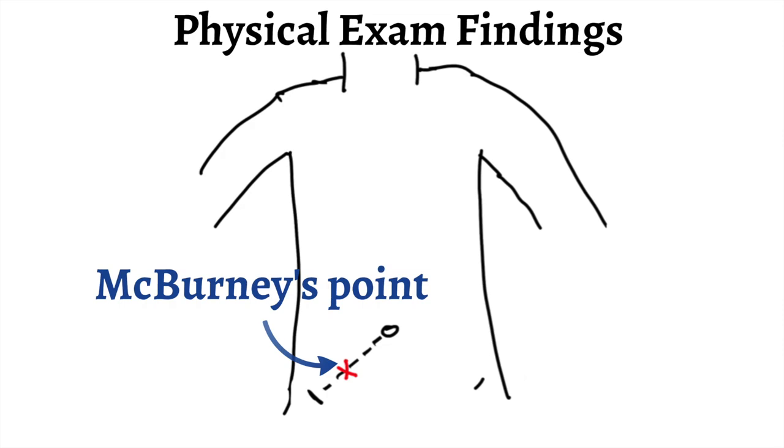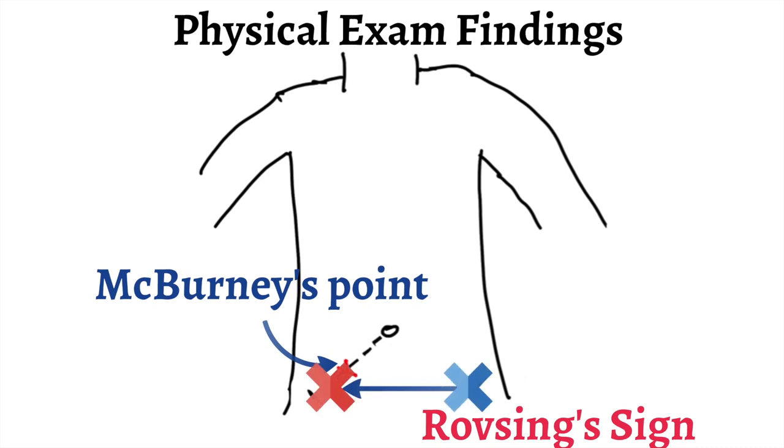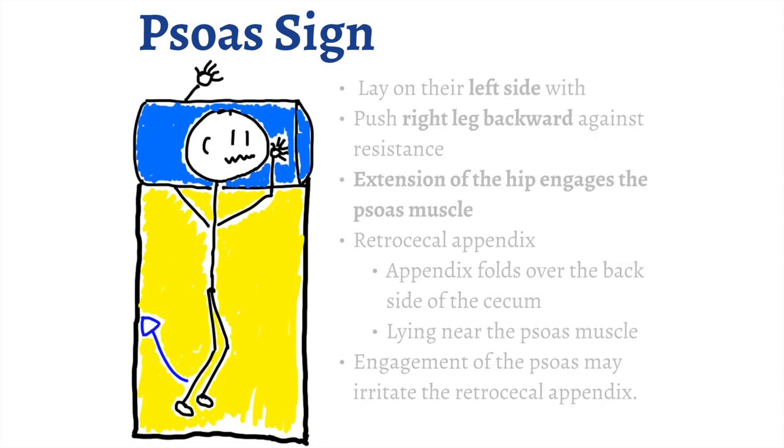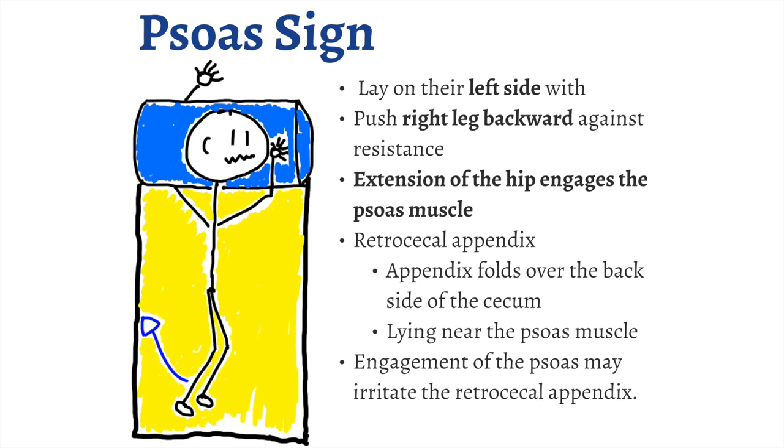There are 3 other signs that you can elicit on physical exam. The first is Rovsing's sign. Rovsing's sign is when you press the left lower quadrant, but the patient feels right lower quadrant pain. The second sign is called the psoas sign. You ask the patient to lay on their left side with their right side up in the air. Then they push their right leg backward against resistance. The extension of the hip against resistance engages the psoas muscle.